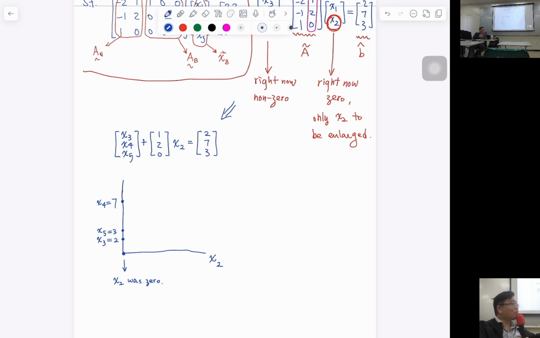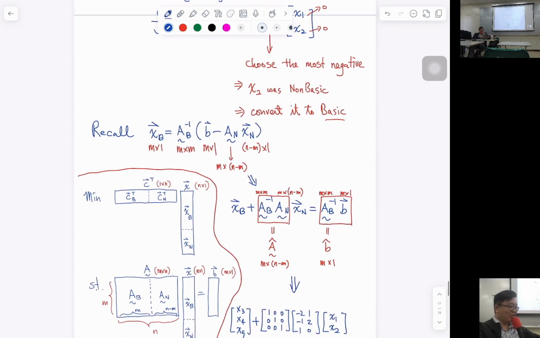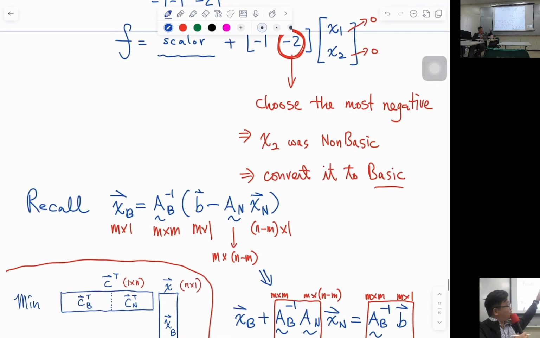Why do we need to satisfy this set of equations? Let's go back and see where this equation comes from. We initially got it from this equation. What is this equation?